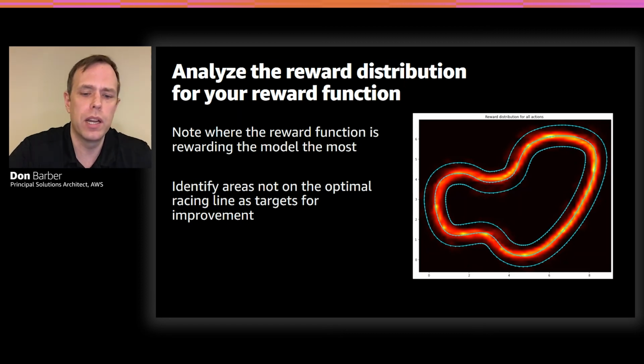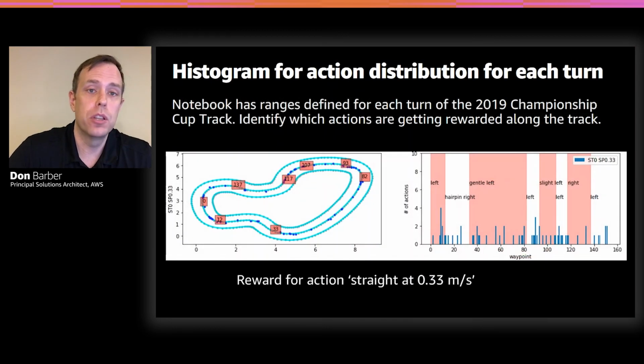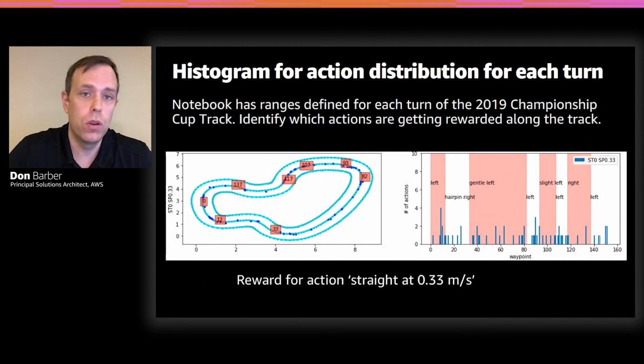One thing I do want to point out, though, is that this particular heat map just shows where the network is being rewarded. It doesn't actually show what it's being rewarded for, or if it's actually being rewarded for the right thing. In order to get that, what we actually need to do is dive into the rewards for every single action. So the notebook does have this mechanism where we actually see the action distribution for every single node in your action space.